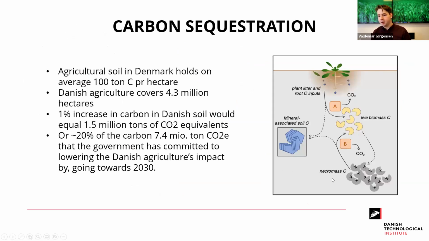So I'd like to dig a little bit deeper into the carbon sequestration part of it. In Denmark, we have this big experiment or survey that's called Kvadratnet, which is sampling agricultural soil all over Denmark. There are thousands upon thousands of samples, and one of the things they're looking at is carbon.